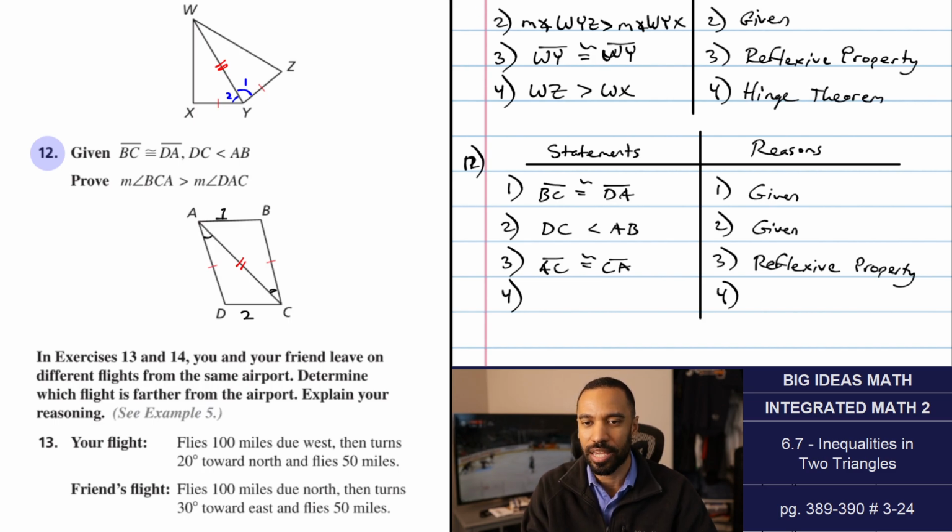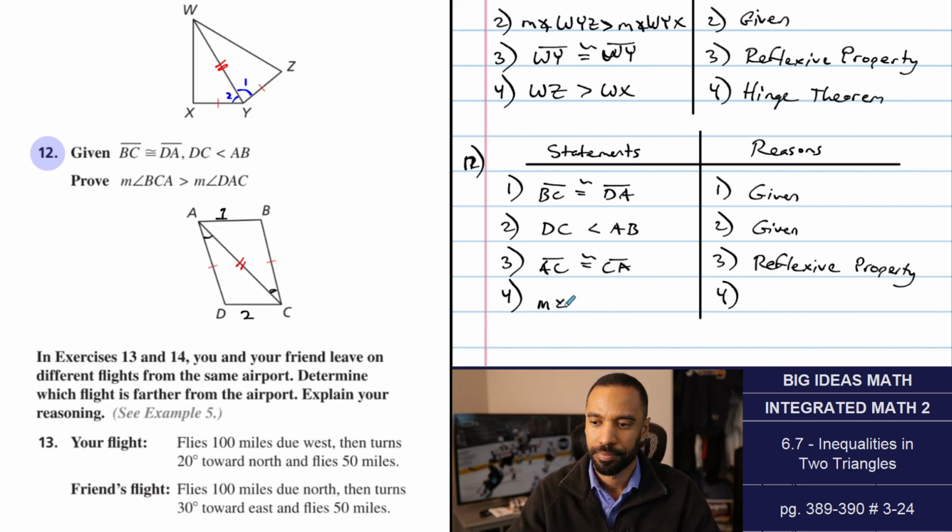So we have the situation that can indicate that we can use the hinge theorem, or the converse of the hinge theorem rather. Two sets of congruent sides, we're going to compare the measures of the included angles using a proof by knowing that this side is longer than that side. If AB is longer than DC, then measure of angle BCA is going to be greater than measure of angle DAC. And that's what we're going to say by the converse of the hinge theorem.